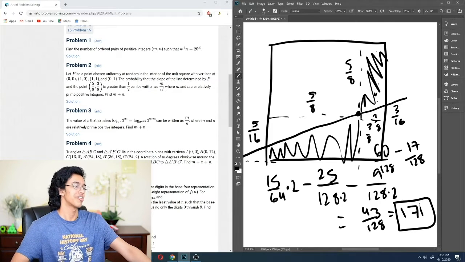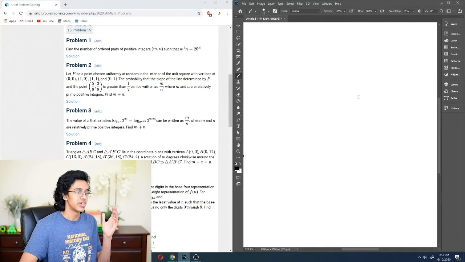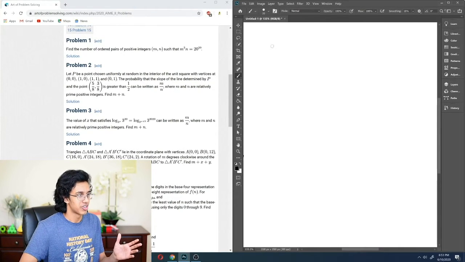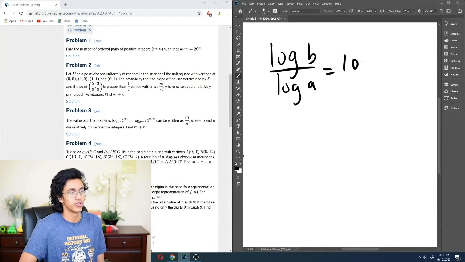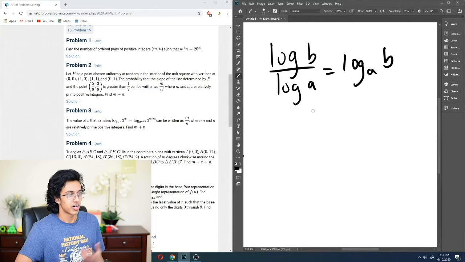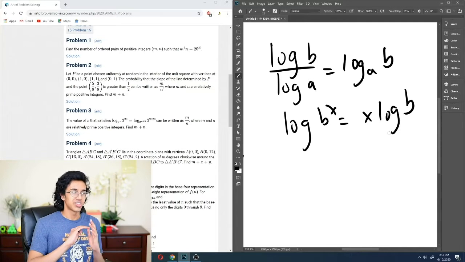Let's move on to problem 3. So problem 3 is literally the easiest problem on the test if you know how logs work. You just have to use this one trick, and you're done. So basically the two identities you had to know, and these are really common identities if you've worked with logs before, is that this is equal to log base a of b. And then the other one you gotta know is that log b to the x is equal to x log b. You literally only need to know those two identities, and then this is trivial, okay?